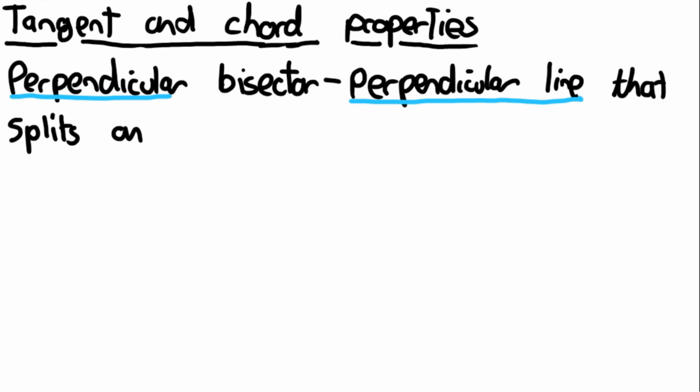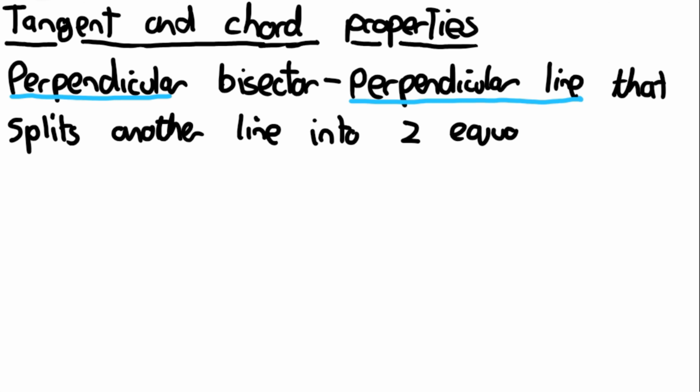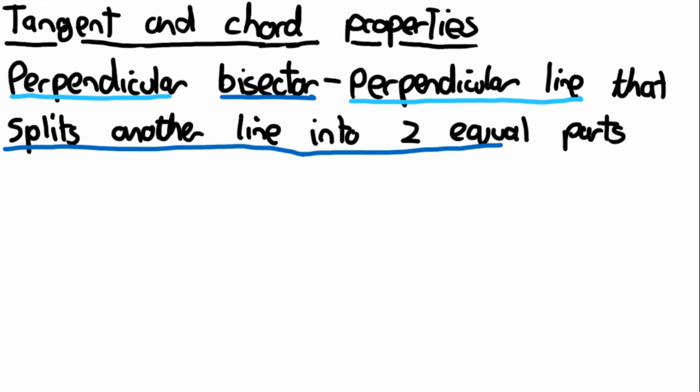another line into 2 equal parts, and that's what the bisector part is. That's why that's there. That's what that means. It splits another line into 2 equal parts. So let's draw this on a diagram and show what this actually means.